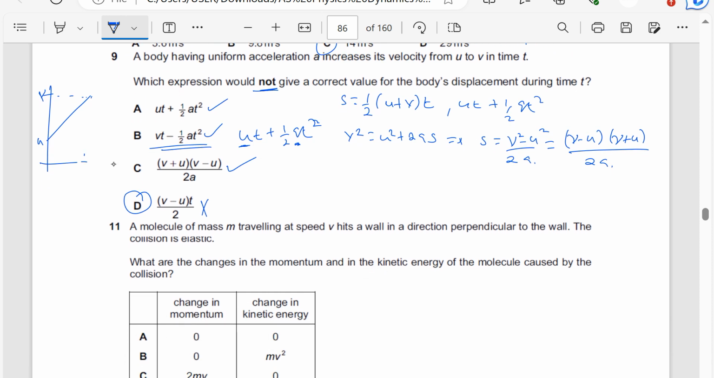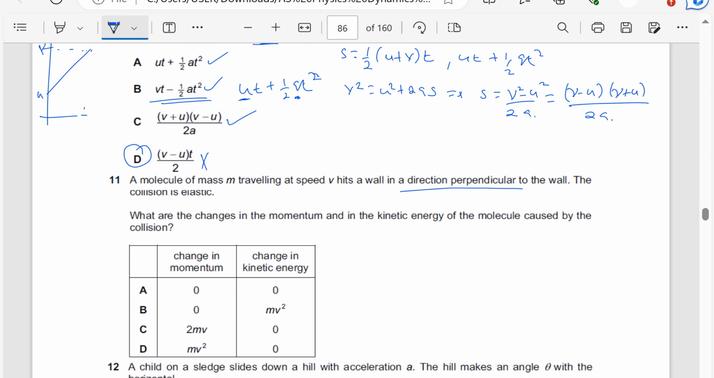A molecule of mass m traveling at speed v hits a wall in a direction perpendicular to the wall. The collision is elastic. What are the changes in the momentum and kinetic energy of the molecule caused by the collision? If the collision is elastic, the kinetic energy with which the molecule hits the wall should be the kinetic energy with which it leaves. So the change is going to be 0.